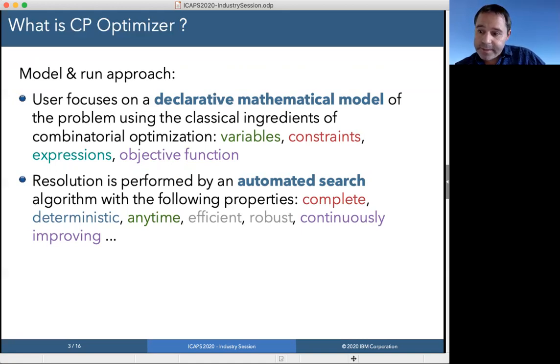It is deterministic. It means that solving twice the same problem will result in the same solution. It is usually anytime, in the sense that finding an initial feasible solution is in general fast. And it is continuously improving from version to version.